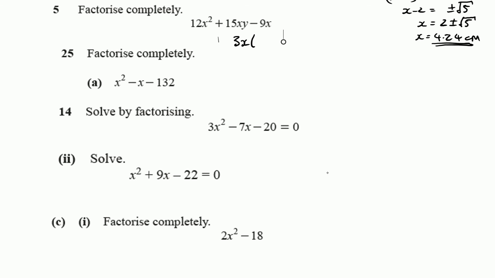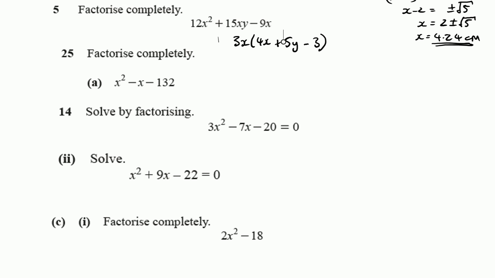And if I factorise 3x out of 12x squared, I get 4x. If I factorise 3x out of 15xy, I'm going to get plus 5y. And if I factorise 3x out of minus 9x, I'm going to get minus 3. There are no common factors left in these three terms, so I'm done. Let's look at the next problem.